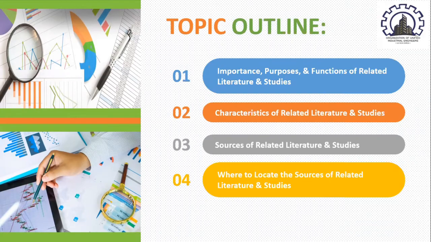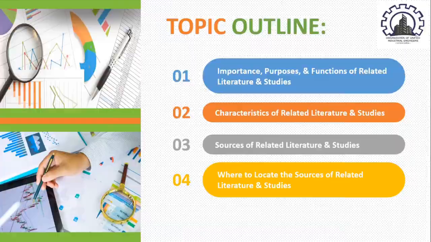First, we have the importance, purposes, and functions of related literature and studies. Second, we will also be discussing the different characteristics of related literature and studies. Third, we have the different sources of related literature and studies. And finally, we will be able to know as well where to locate the sources of related literature and studies.